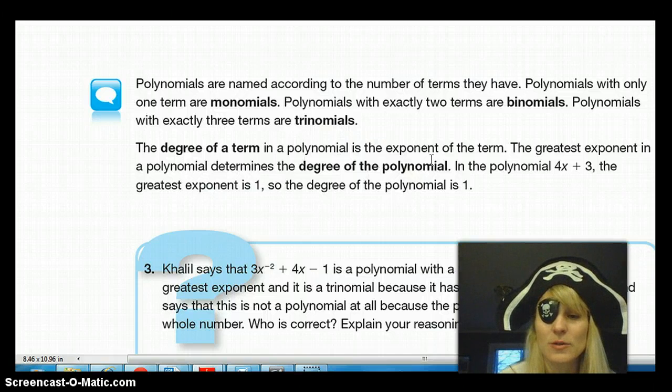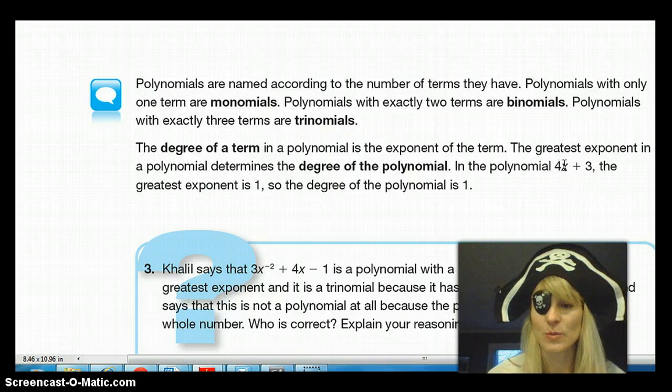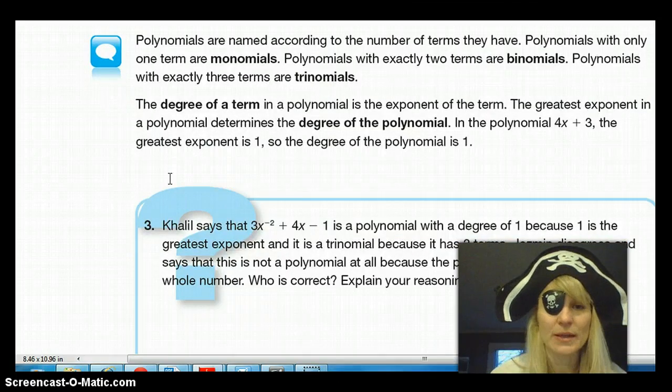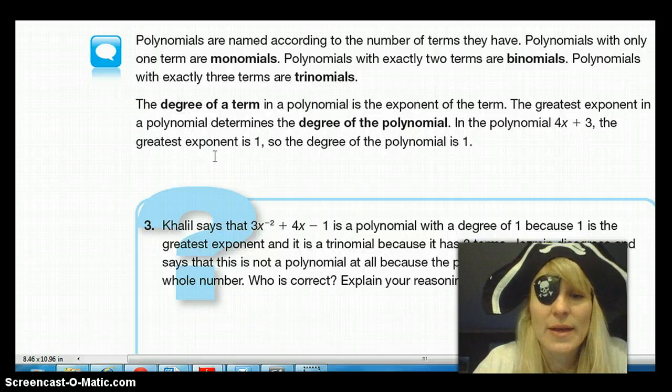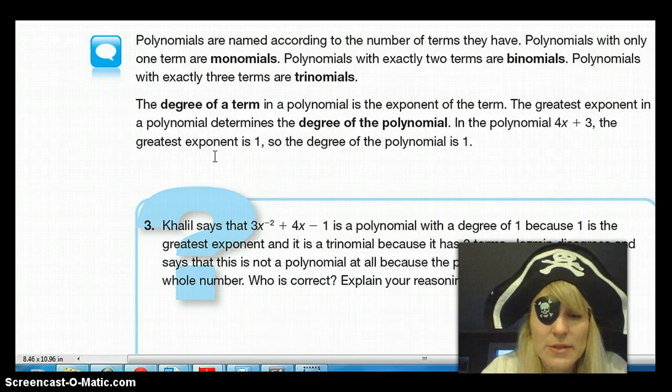And then you talk about the degree of the polynomial. It's the highest exponent you see in the polynomial. So here, if we look at this one, this has an exponent of 1, and this doesn't have a variable, so the degree of this would be 1. If we had something such as a quadratic formula, the highest exponent would be x squared, so that would have a degree of 2.